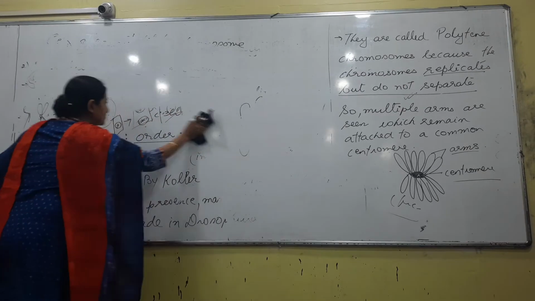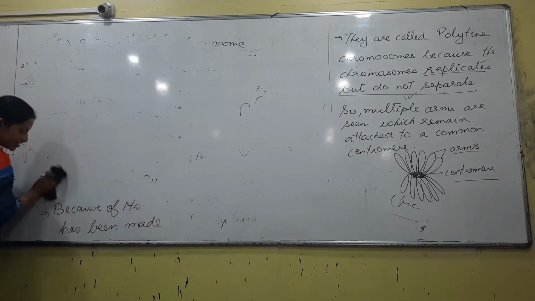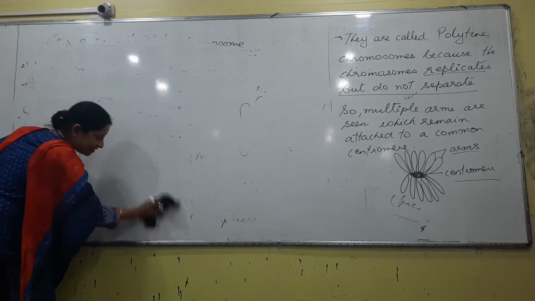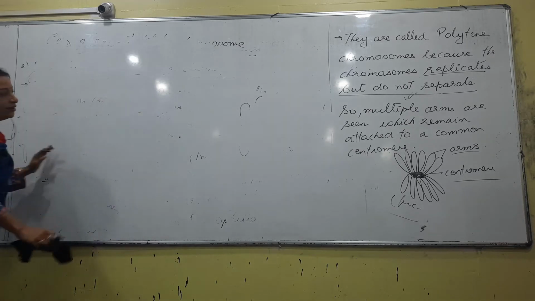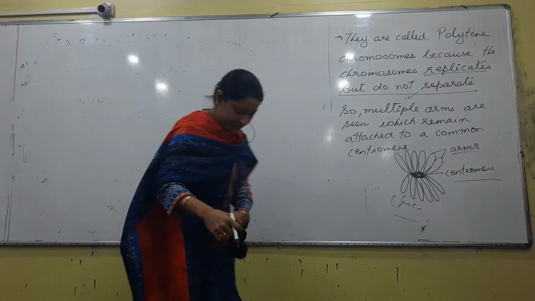And why are the arms more? Because they replicate but they do not separate. So this is a special case of a chromosome that was discovered in the salivary gland. Normal chromosomes are different, and this is larger in size.